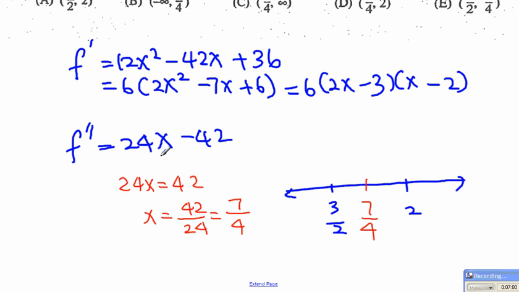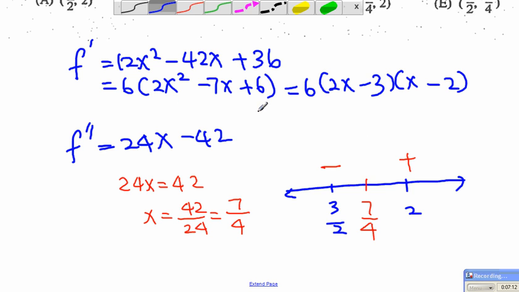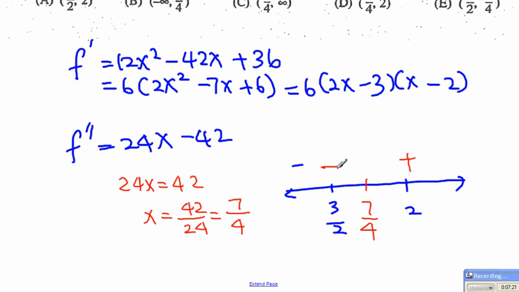Now, based upon this one, since the slope is positive, what's going to be happening is this. In terms of the second derivative, this portion will be negative, and this portion will be positive. On the other hand, in terms of the first derivative, since this graph would have been concave up, it's going to be something like this. That means this is negative, this is positive, this is negative.